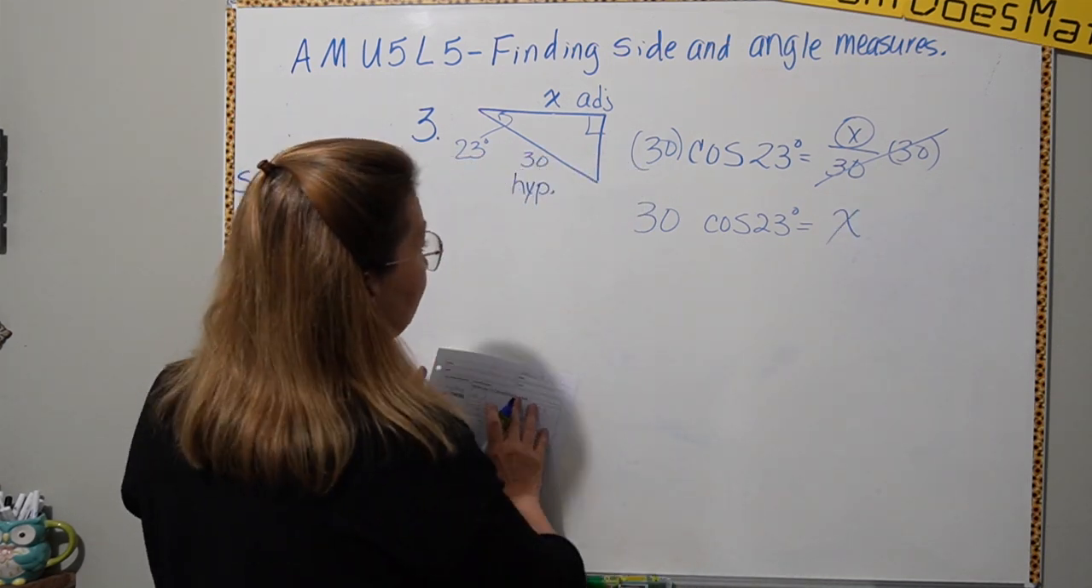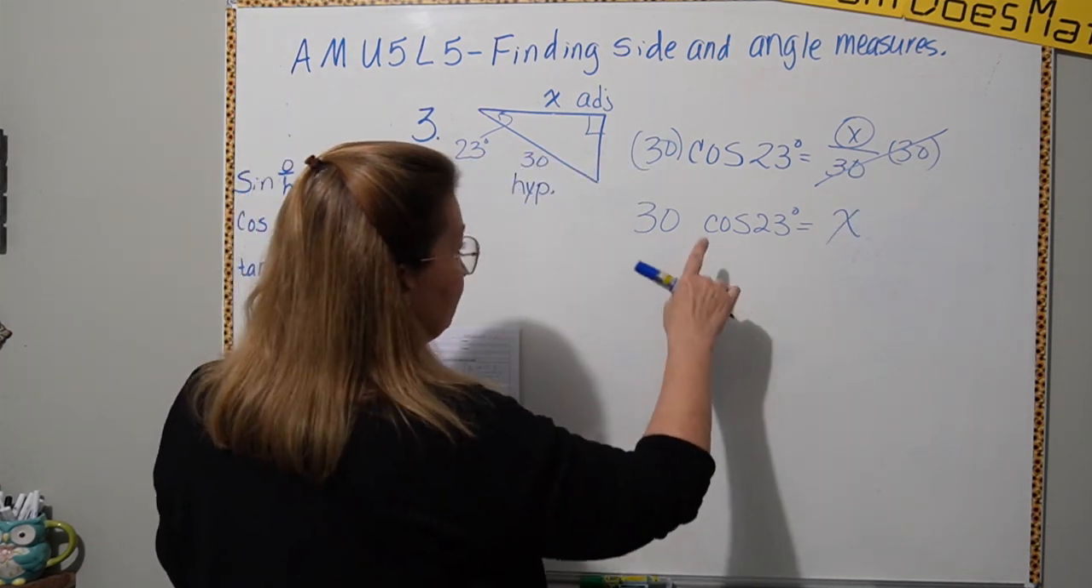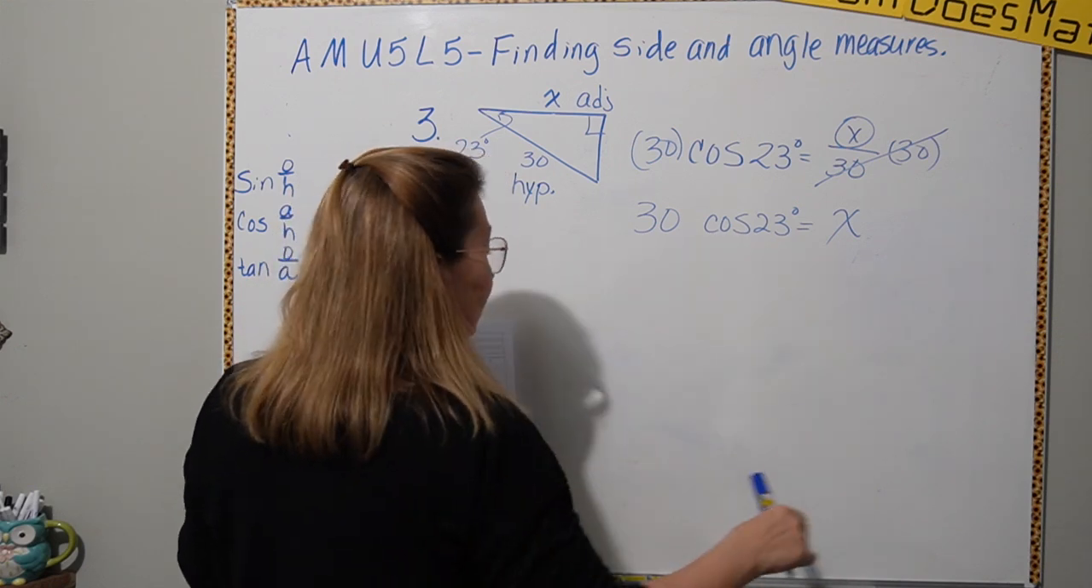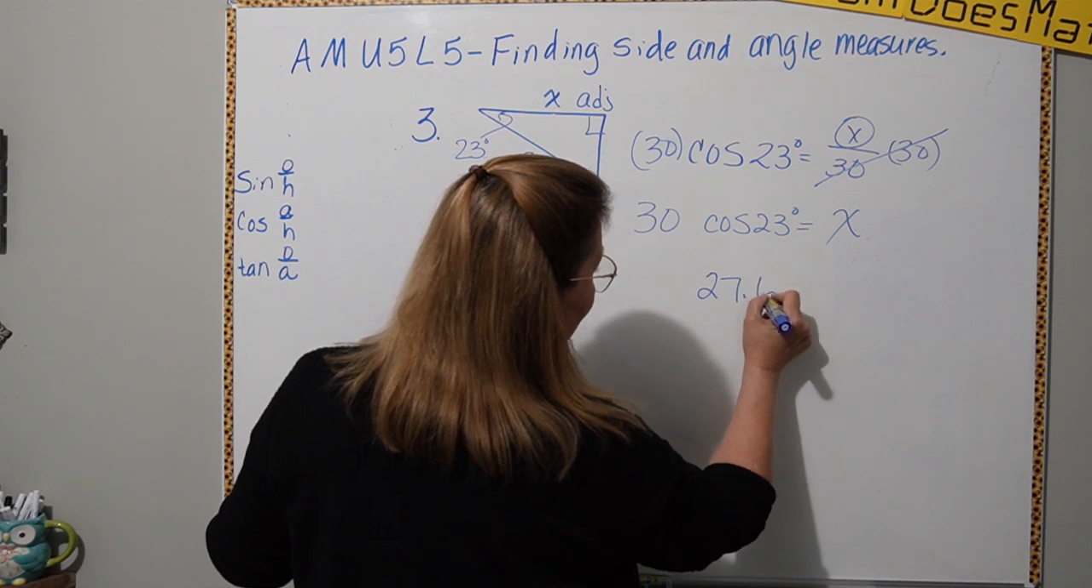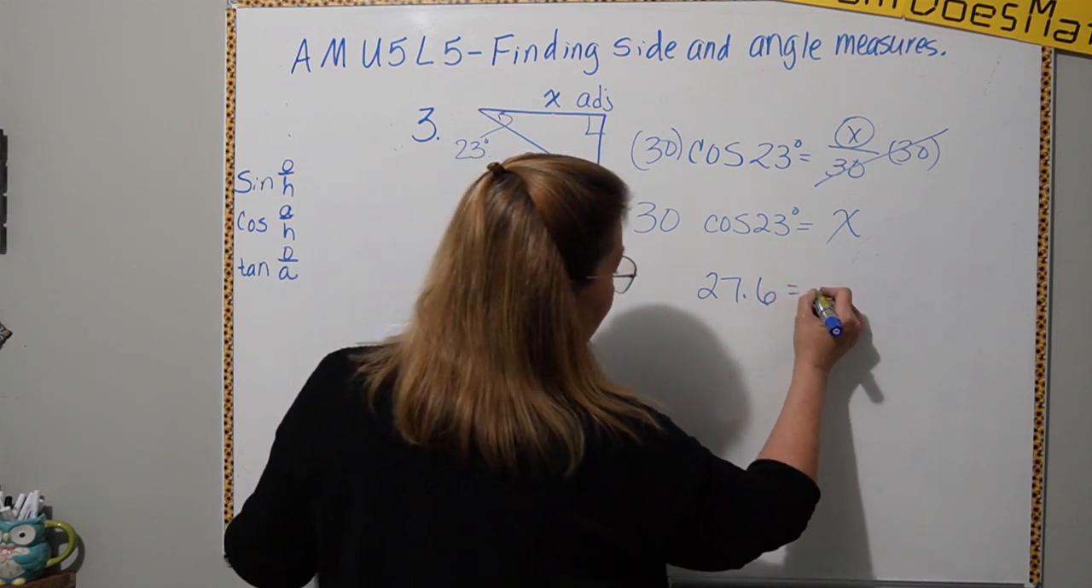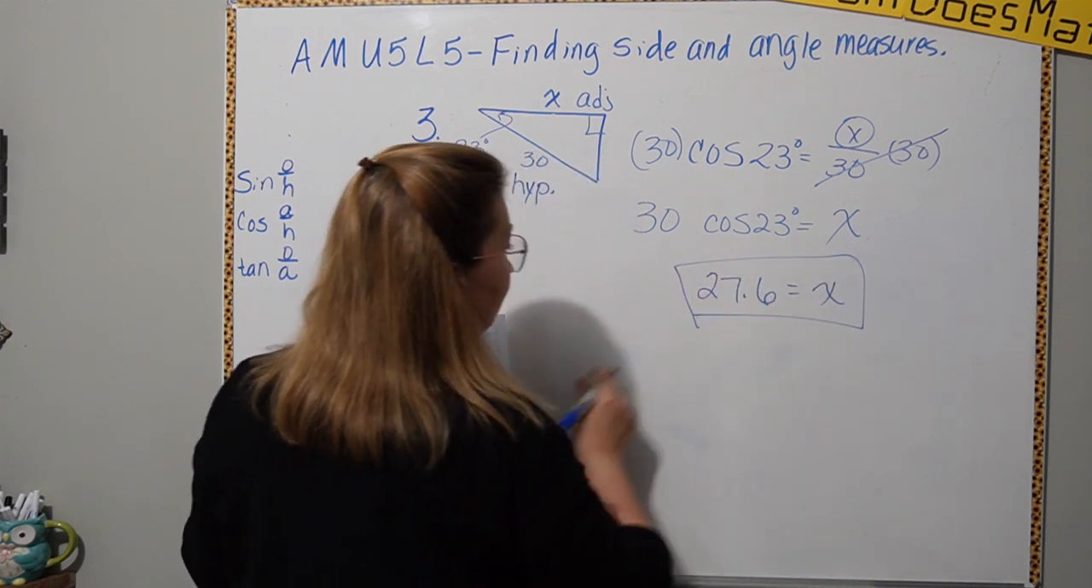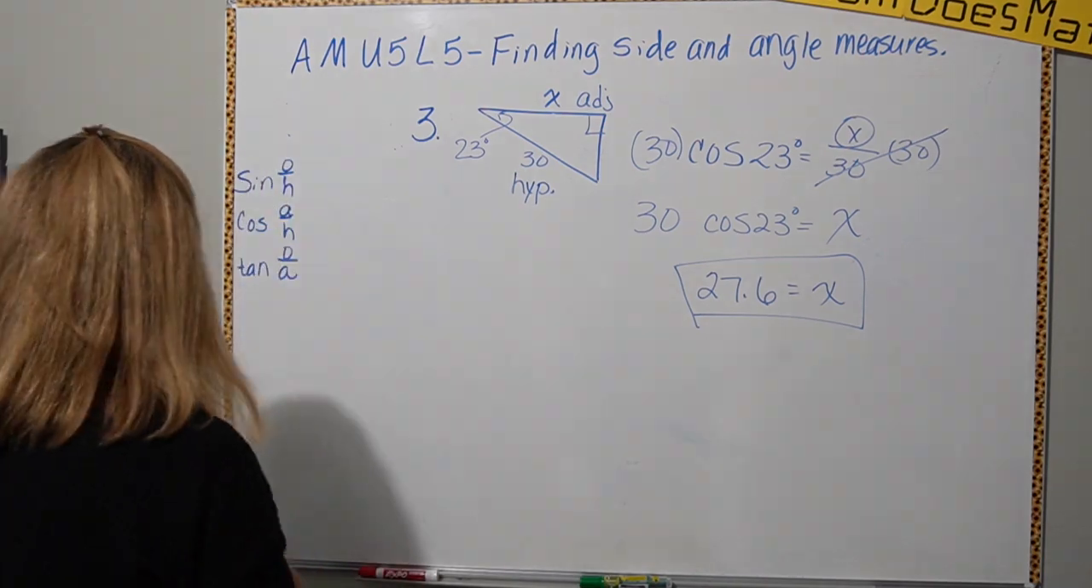All right, when you punch in your calculator, 30, the cosine button, 23, hit enter, that is going to tell you 27.6, you round it off to the nearest tenth, is equal to x, and it really is just this easy.